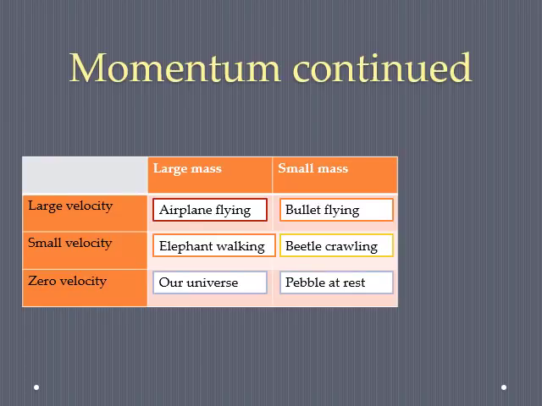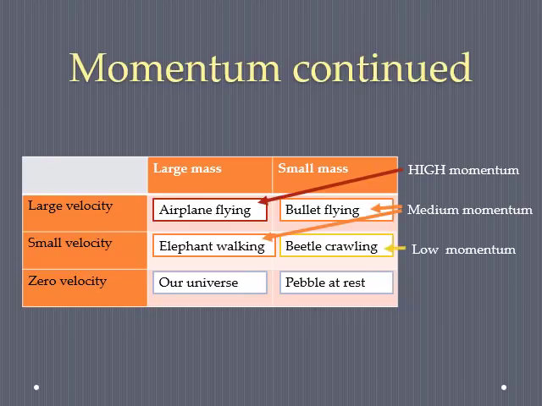The reason I color-coded these is because it should be clear that some of these objects have way more momentum than others. In the high momentum category, I would say that the airplane has the most momentum of any of the objects I listed on this table. High momentum. The bullet and the elephant are going to fall somewhere in the medium momentum category, and then low momentum would be the beetle crawling, so way less than the bullet or the elephant.